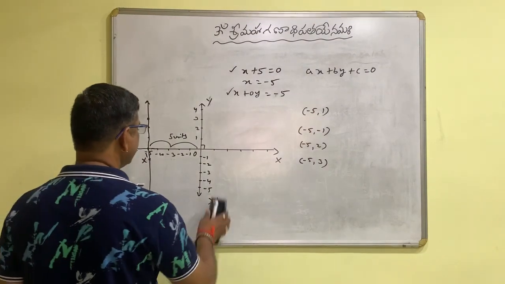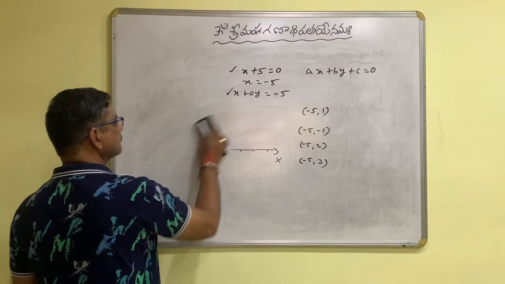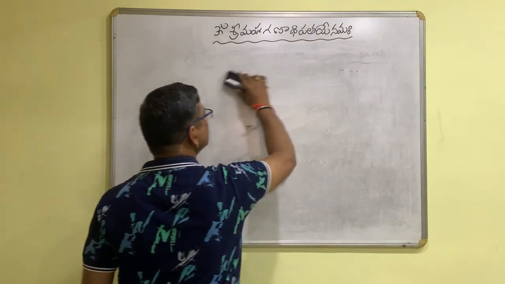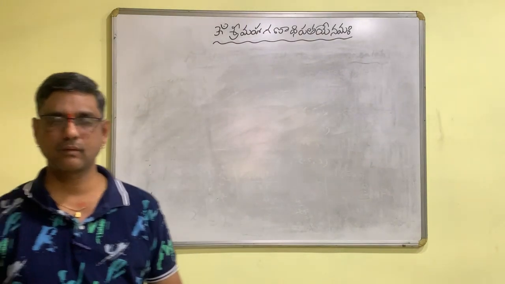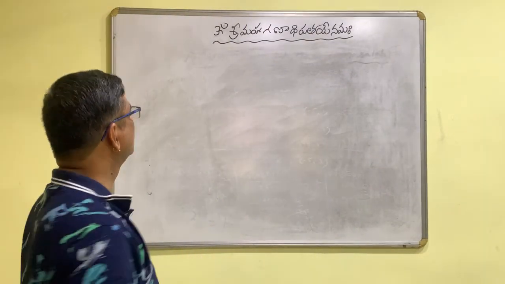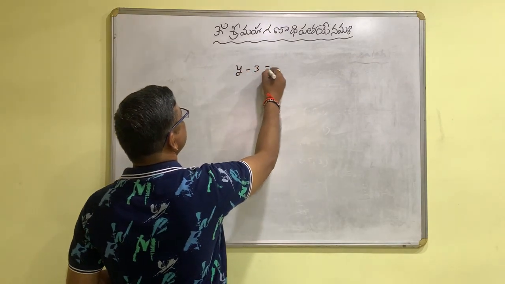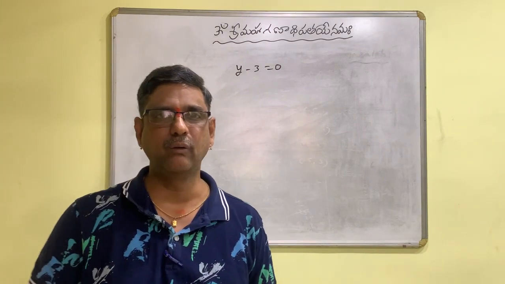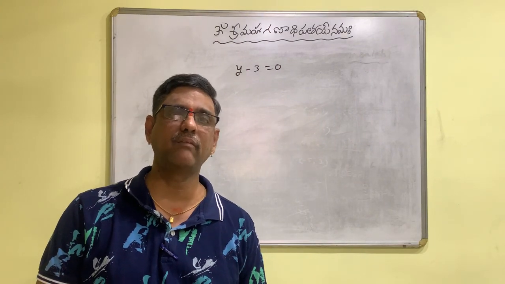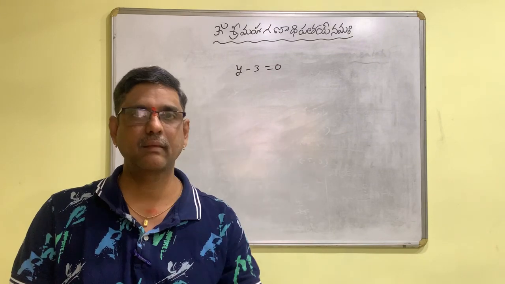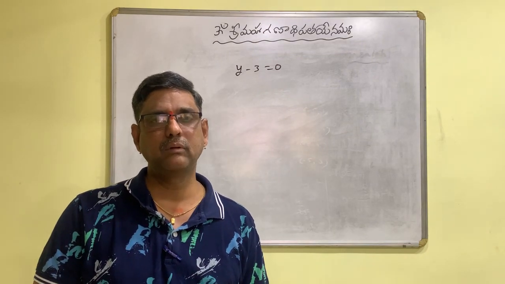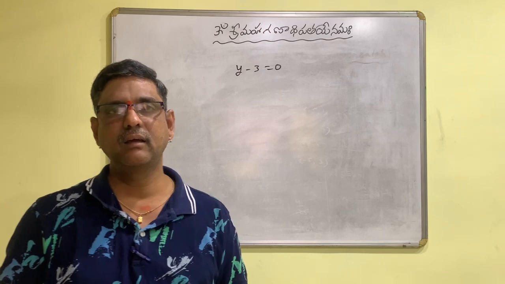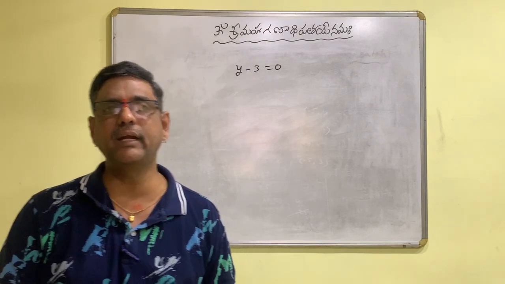Now, we will see one more problem. See, y minus 3 is equal to 0. A linear equation in one variable. And I want to draw the graph of this equation. Before that, I want to convert it into a linear equation in two variables.